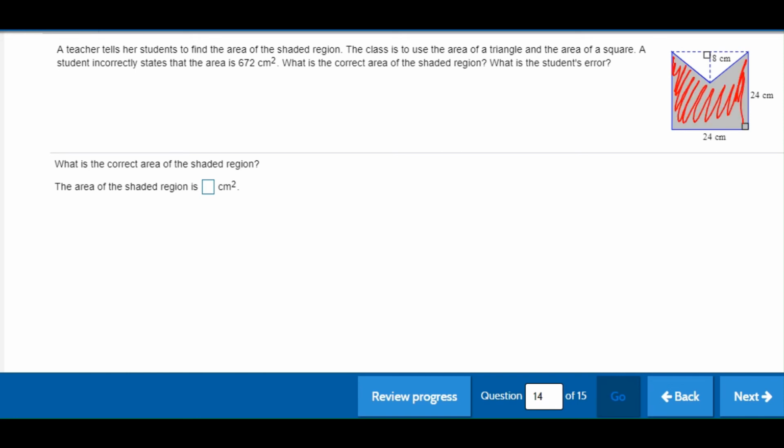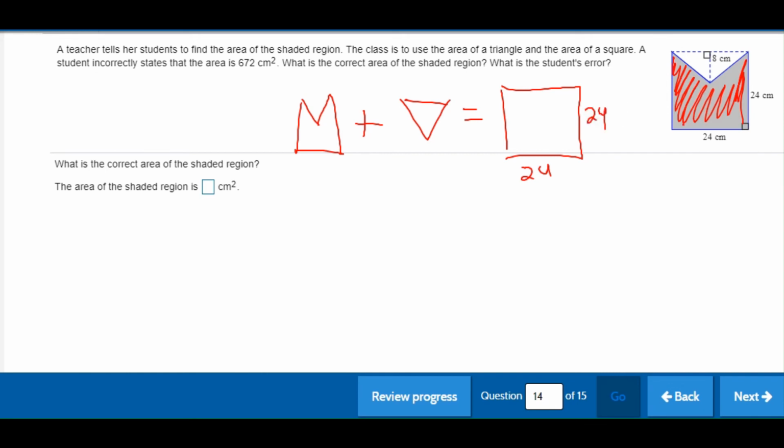So we know that this is a square. So the area of the polygon plus the area of the triangle is going to be equivalent to the area of the square, right? Because both of them together take up the same amount of space as the square. So for the area of the square, I need to use area equals s squared, where the side length is 24. So 24 squared is going to be 24 times 24, which is 576 centimeters squared.